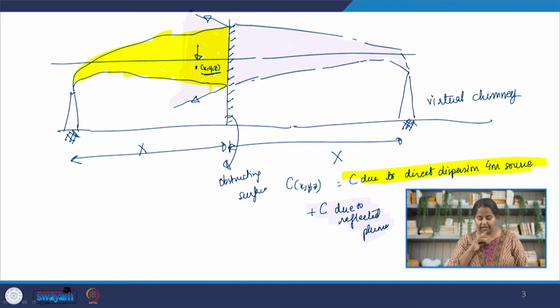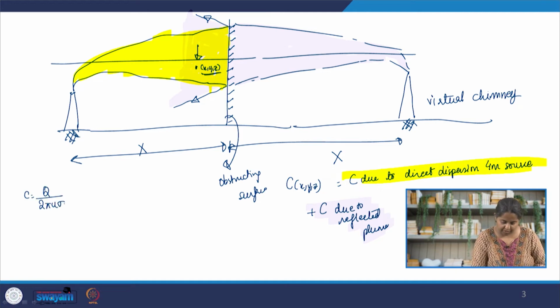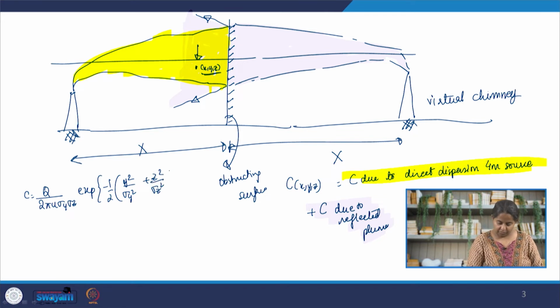So how will this look like in your equation? So in your equation, which is given by C is equal to Q by 2 pi u sigma y sigma z e to the power minus half, so this is for the direct plume, the plume that is not reflected, the yellow one. Now we'll have to add the emission coming from the virtual source, the virtual chimney. So this is the real chimney, and now from the virtual chimney.